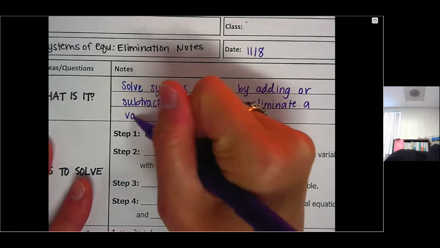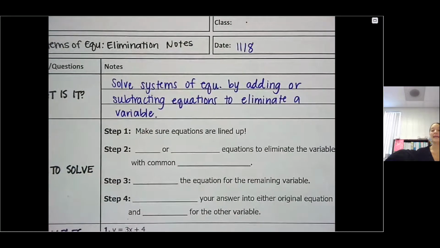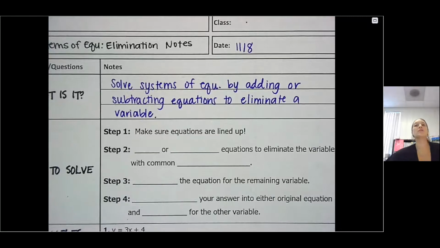So that is a really fancy way of saying what we're going to try to do is we're either going to add together equations or we're going to subtract equations so that we can either get rid of the x variable or the y variable. It doesn't necessarily matter which one we choose, but eliminate just means to get rid of is what we're going to do today.